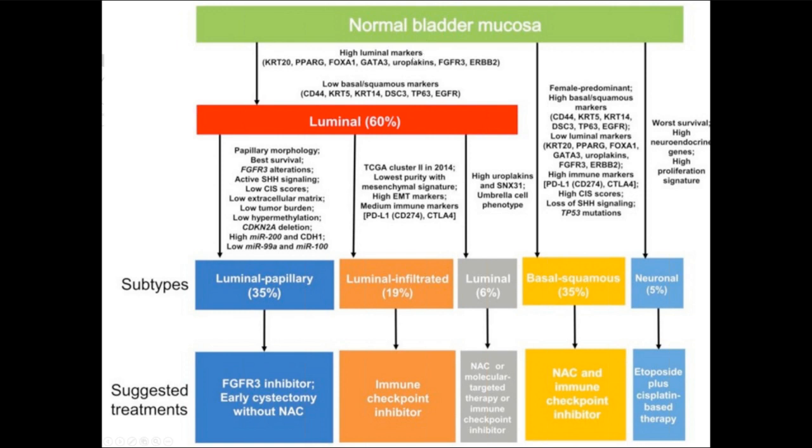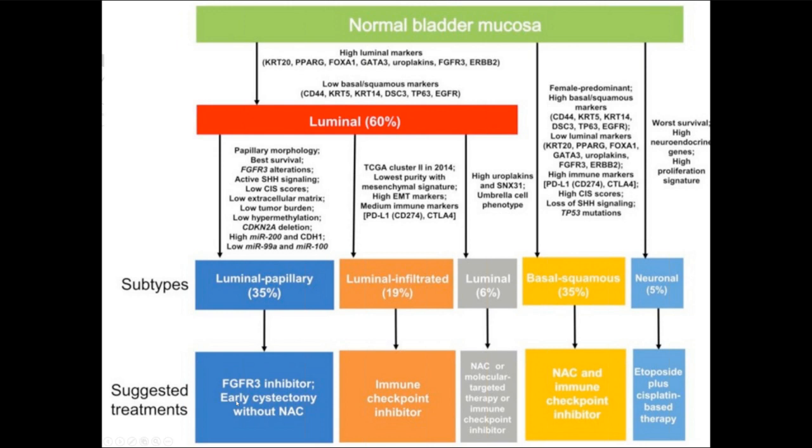So if you look at how we can classify bladder cancer, some of them stain with CK20, some of them don't. It's best to classify them as luminal markers or basal squamous markers. The majority of them are luminal, and if you subdivide the luminal, they can be luminal papillary, luminal infiltrated, luminal, basal squamous, neuronal. So this has a huge impact. As a GU pathologist, or even as a general pathologist, it's important to note down these morphological phenotypes because they have implications for therapeutics.